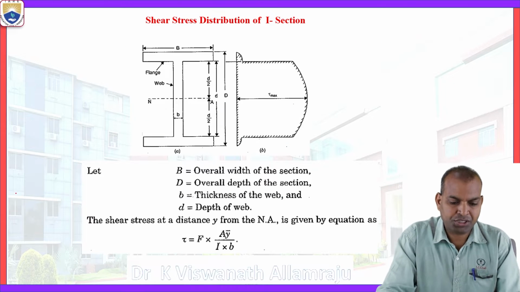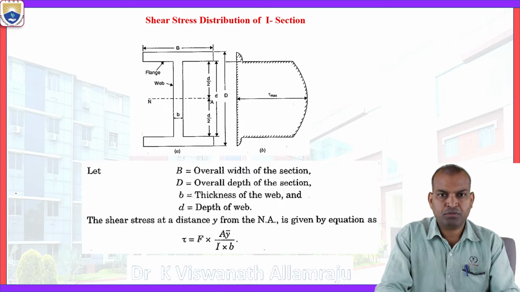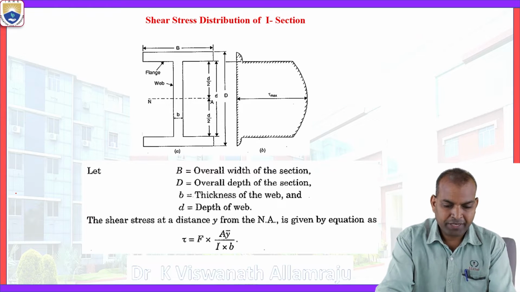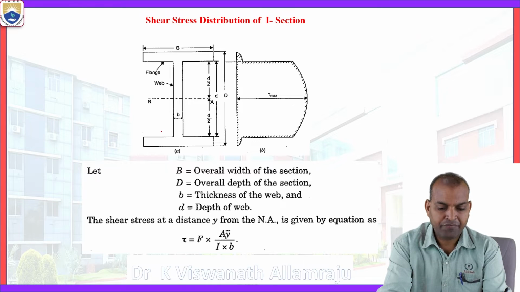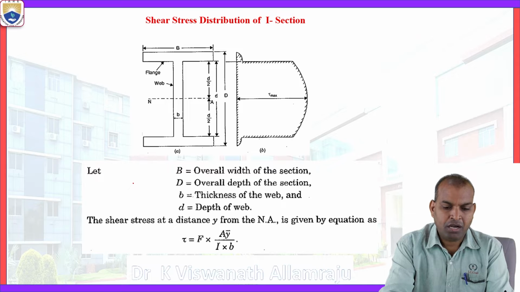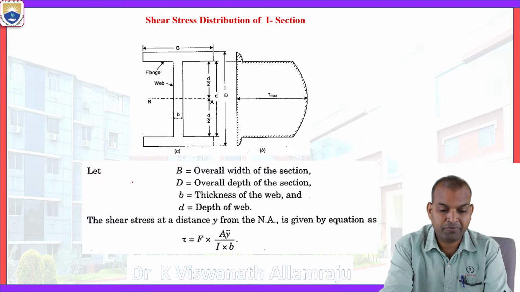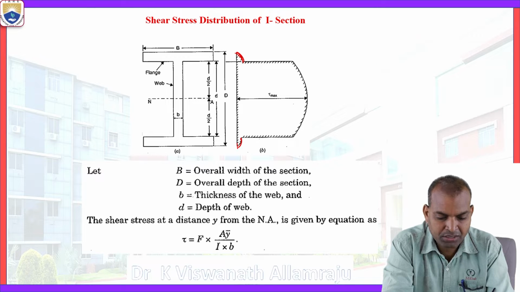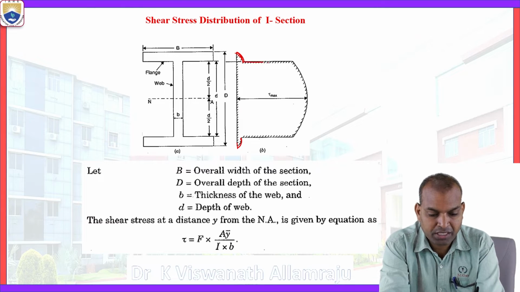This is the I section. It is symmetrical about both the x-axis and the y-axis. Figure A indicates the I section and figure B indicates the variation of the shear stress across the flanges, top and bottom flanges, and also at the web section. This is the variation at the top flange and the variation at the bottom flange. At the section, it is varying parabolically.